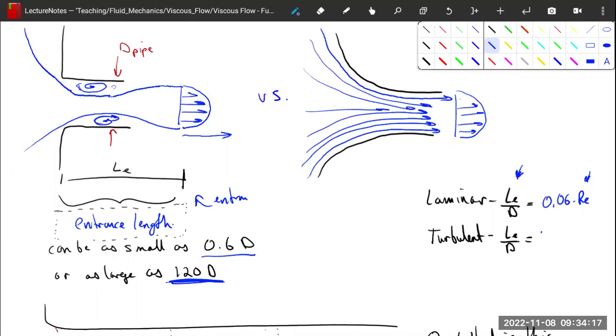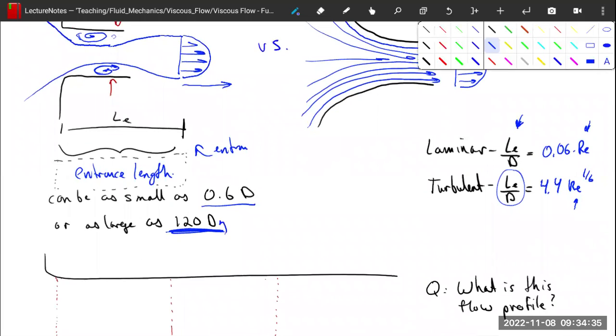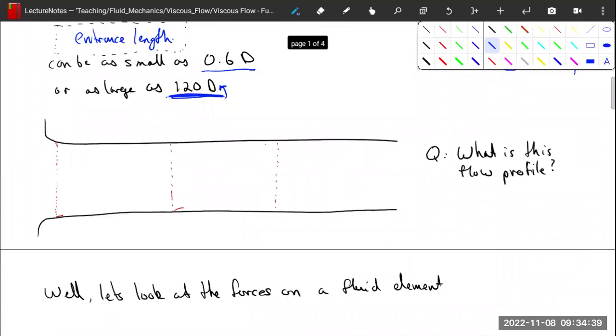A curve fit, if you will, for this. This is an empirical formula, but 4.4 times Reynolds number to the 1/6 power. Still, as we increase our Reynolds number, it takes longer to reach equilibrium and get a stable profile. So for very fast flow, it can take, like I said, 120 pipe length diameters. So let's draw now exactly what we mean by flow profile changing.